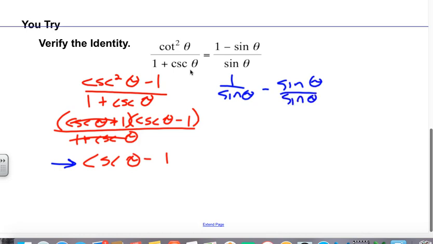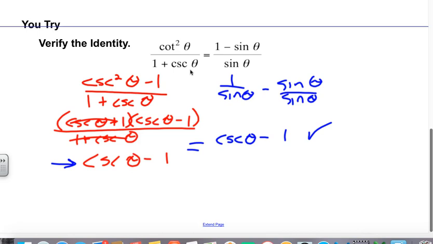All right, so now we've got two parts. Now let's use our fractions, our knowledge of reciprocal identities and all that stuff. 1 over sine theta is cosecant theta, and sine divided by sine is 1. So now we've got the two sides equal, and we show that the identity is true.